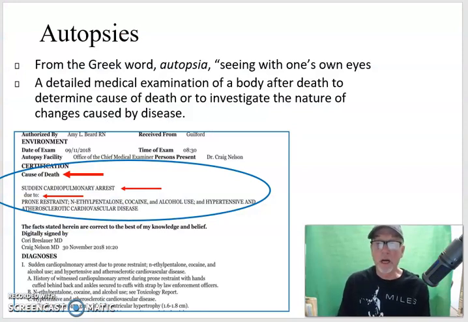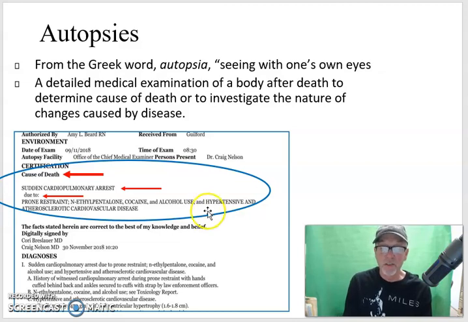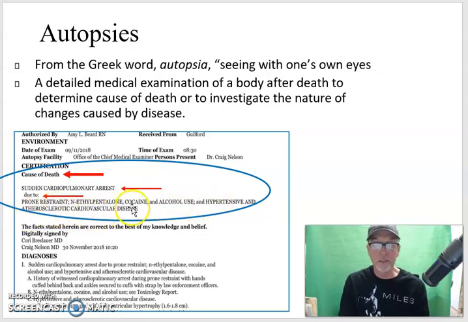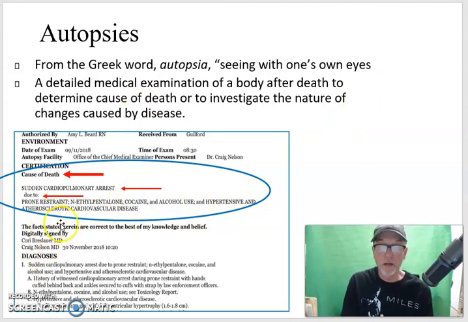Autopsy is from the Greek word autopsia, seeing with one's own eyes, and is a detailed medical examination of a body after death to determine cause of death or to investigate the nature of the changes caused by disease. In this example, it's showing you an autopsy result from the chief medical examiner. The cause of death is sudden cardiopulmonary arrest due to, in this examination, prone restraint, N-ethylpentylone, which is kind of like a cathinone like MDMA or methamphetamine, cocaine and alcohol use, hypertensive and arteriosclerotic cardiovascular disease. So this just gives you the example of an autopsy report looking at the cause of death.